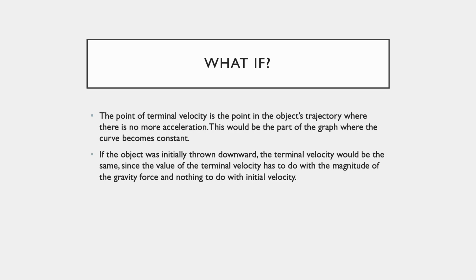The point of terminal velocity is the point in the object's trajectory where there is no more acceleration. This would be the part of the graph where the curve becomes constant. However, the terminal velocity is not dependent on anything other than the weight of the object, because if the object was thrown initially downward, the terminal velocity would be the same. Sorry, the terminal velocity has everything to do with the gravity force and nothing to do with the initial velocity.